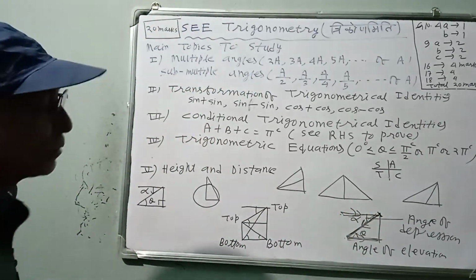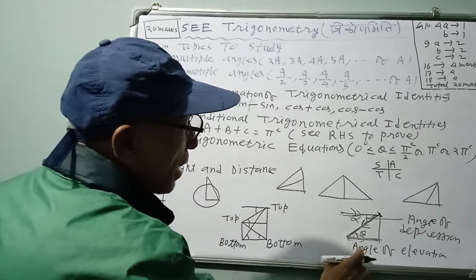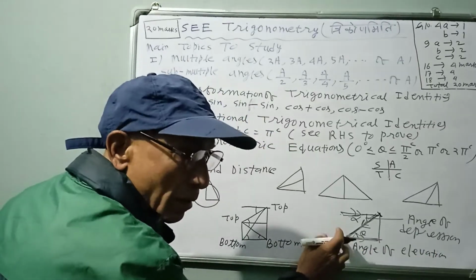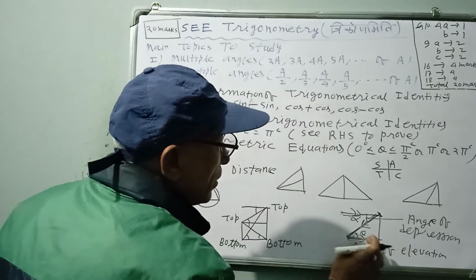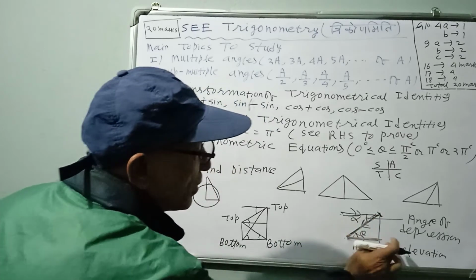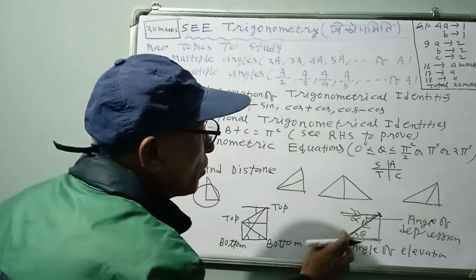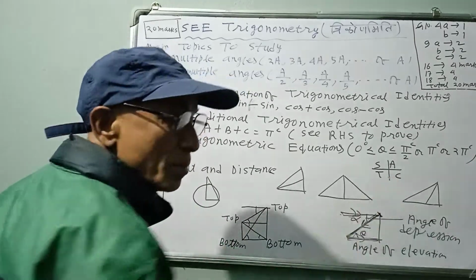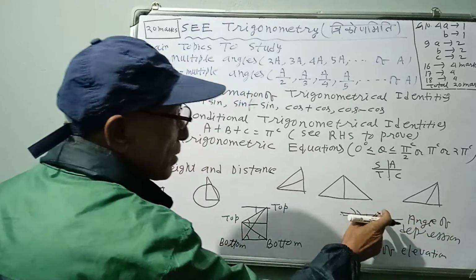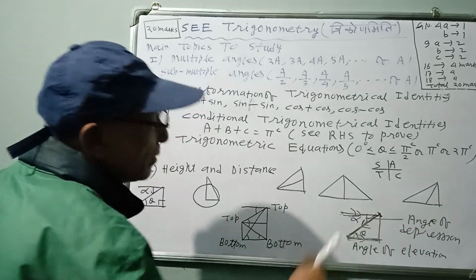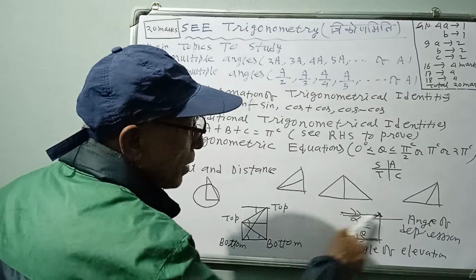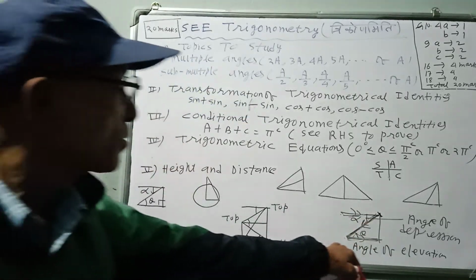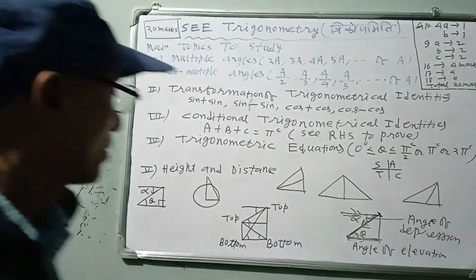Angle of depression. I think you are able to write down the definition yourself. Angle of elevation is simply the angle made by the line of sight with the ground when the person is looking at a point or place above him, or angle of depression, the angle made by the line of sight with the imaginary line parallel to the ground when he or she is observing a point below him or her.